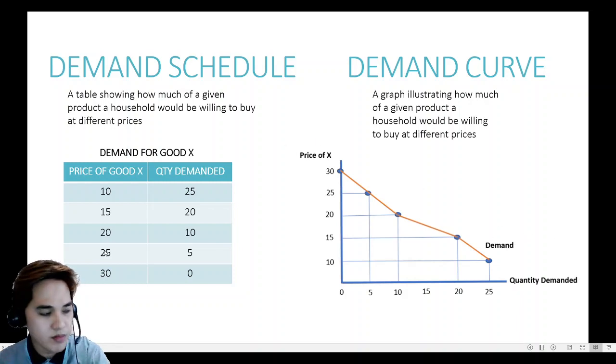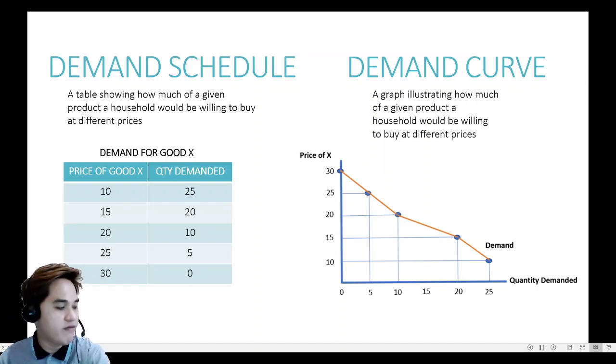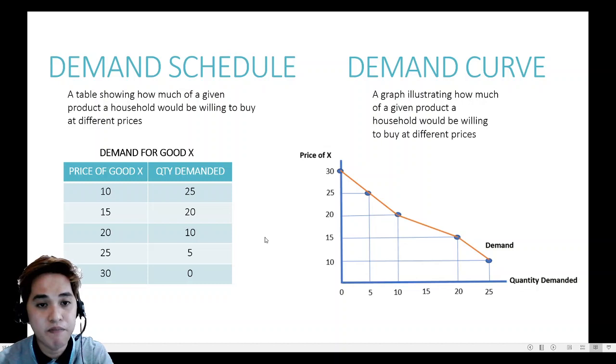So, the table of values shows how much of a given product a household would be willing to buy at different prices. In the real world, we are not faced with these options, because most goods and services are only on sale at a single price. But with this demand analysis, we would know how the consumer behaves if they are faced with different prices.